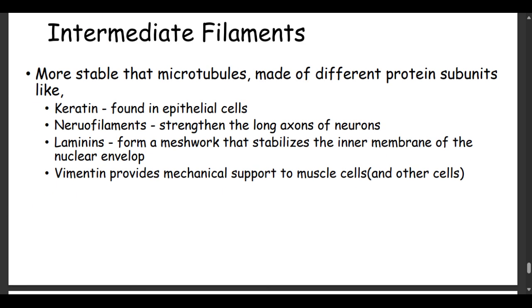Then intermediate filaments, on the other hand, these are more stable than microtubules. They're more like in the middle of microtubules and microfilaments. So they're made up of different protein subunits, and these ones are more stable. Okay, so they're more stable because they're made up of different protein subunits, and examples include keratin, neurofilaments, laminins, vimentin. You're going to be finding these as we move in anatomy. So for now, just take them as examples of intermediate filaments.